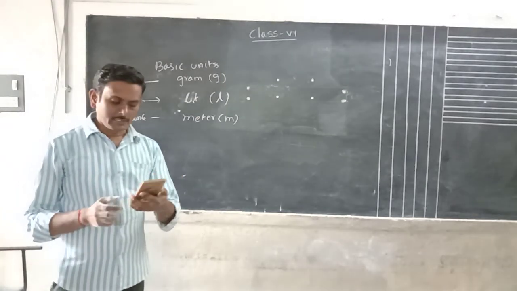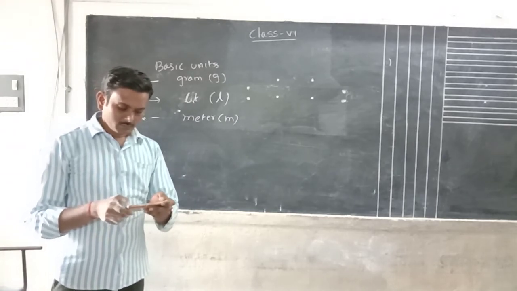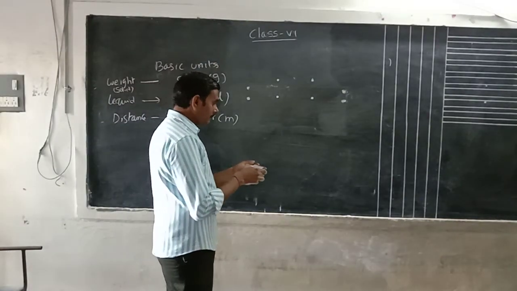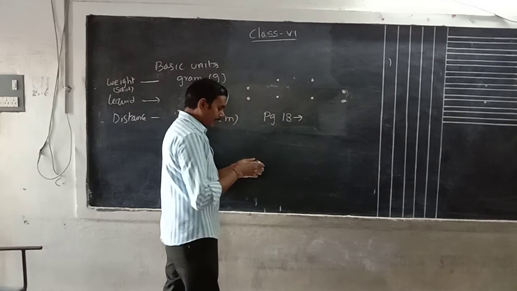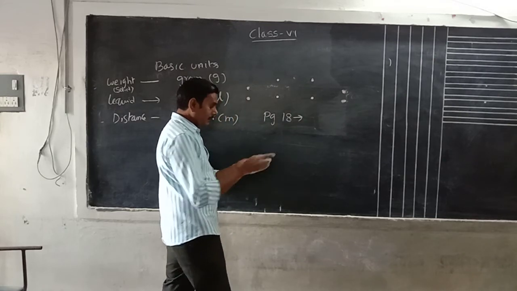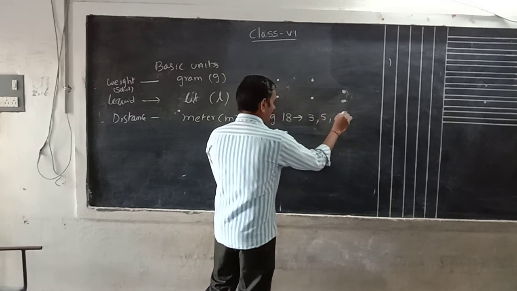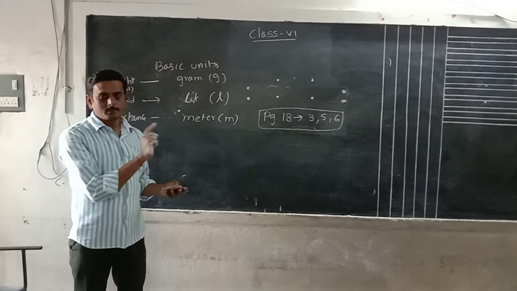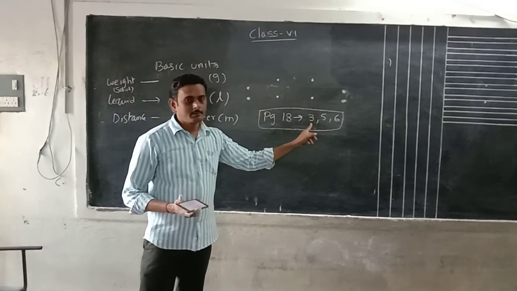Okay, what is the work today? We have to complete the work here today. What is the homework for you? Exercise 1.3, page number 18. Complete the third, fifth and sixth problems. Practice these three problems. Today we will discuss only these two problems. Okay, this is the previous class question.